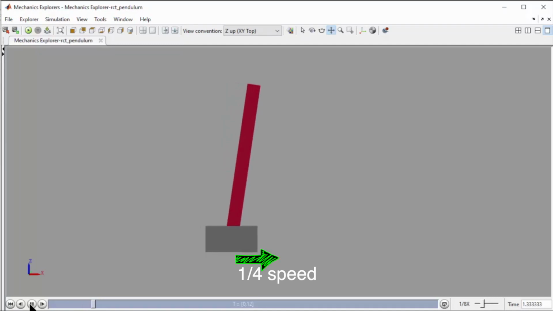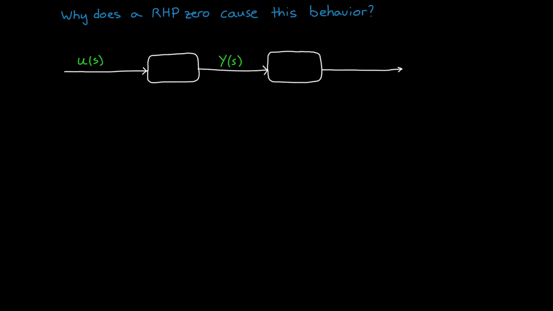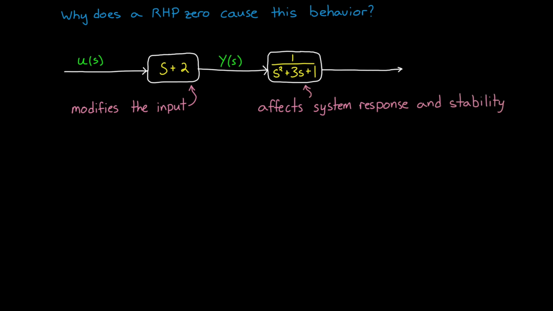Now, the question you might have is, why does a right half plane zero cause this strange negative direction behavior? Well, let's take our transfer function from earlier, (s+2)/(s^2+3s+1), and break it into two parts, the numerator and the denominator. In this way, it's easier to see that the numerator, or the zeros, affect the input into the system, and the denominator, or the poles, affect the response and the stability of the system. So the input is modified in some way by the zeros first, before being affected by the poles.